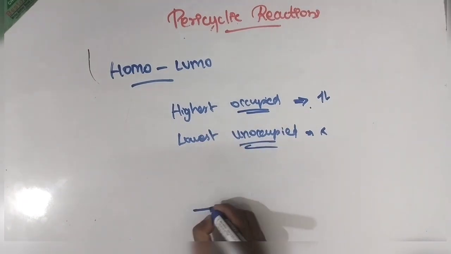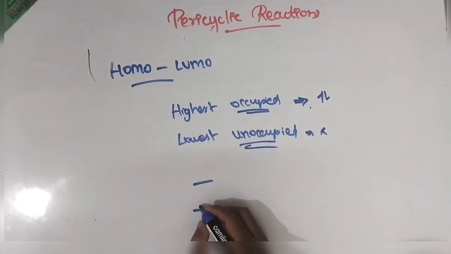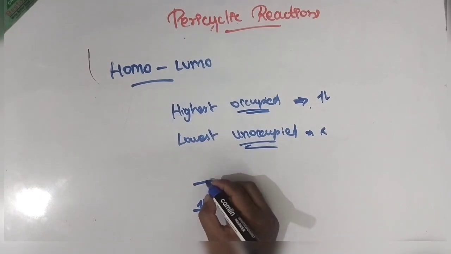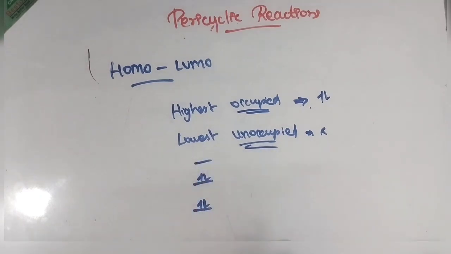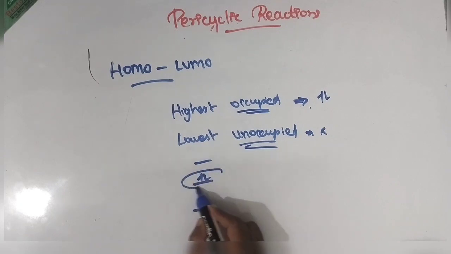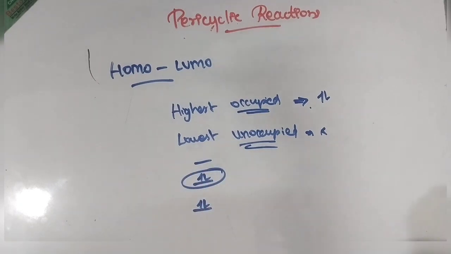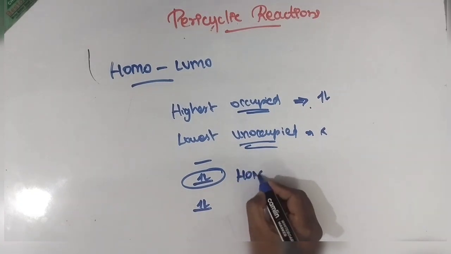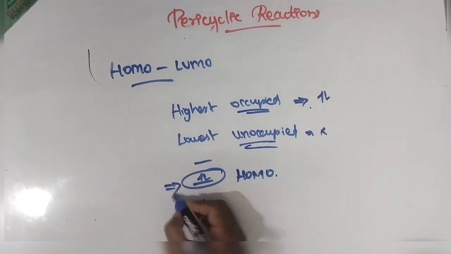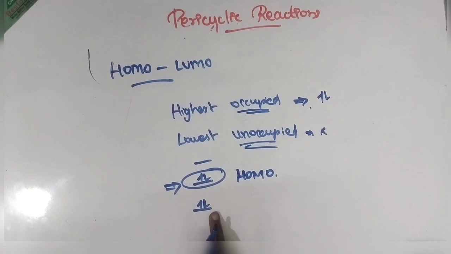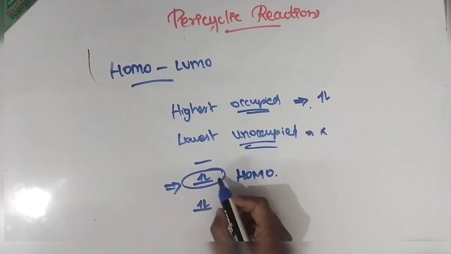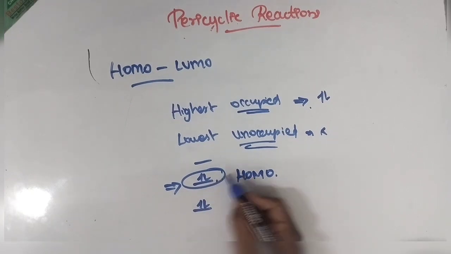What does this highest mean? Suppose I am having two orbitals, here electrons are present and here also present. So the highest occupied orbital, that is the highest orbital in which the electrons are present, is known as HOMO. This is known as HOMO. You shouldn't say this one is HOMO because you have to look for the highest orbital.